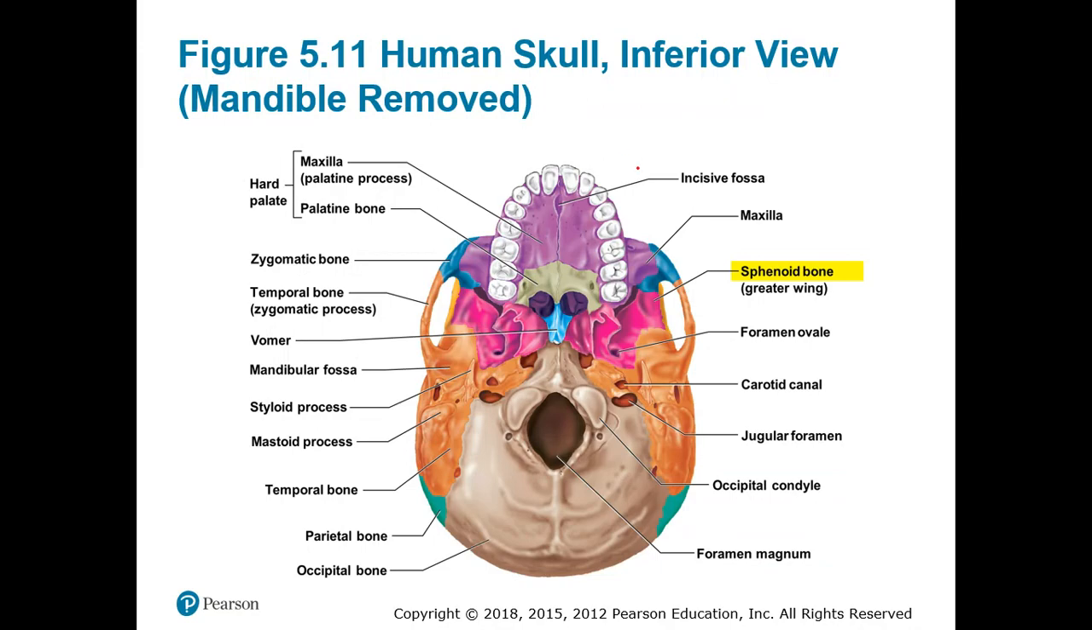Here is where it gets the name, where it's winged, butterflied, or bat-shaped, is our sphenoid bone. Again, it comes out, forms a wing, comes over, and forms a wing. So a couple bone markings that some colleges might make you know is your foramen ovale here. This is, again, where a blood vessel will pass through.